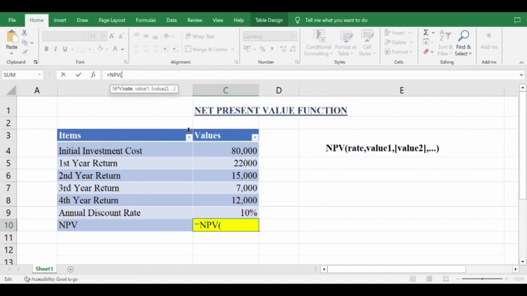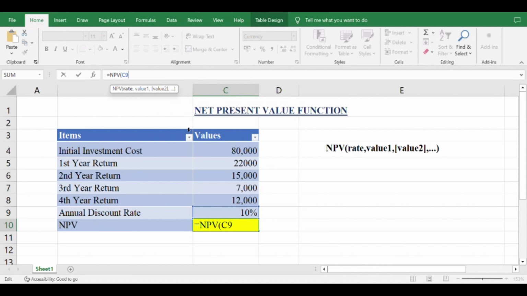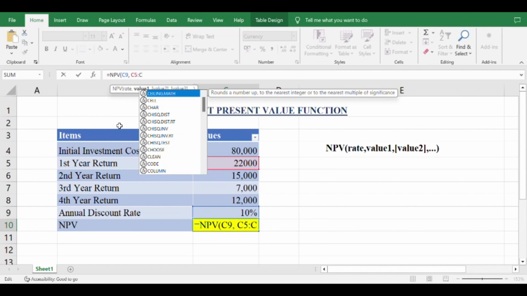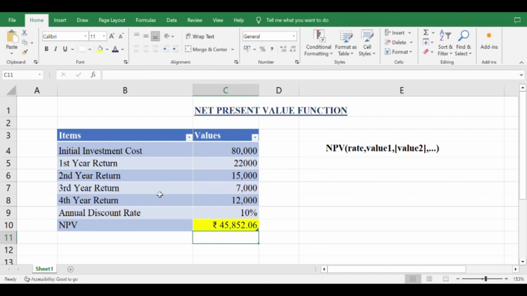So to calculate our NPV, we start off with an is equal to sign. Then you give your cell C9, which consists of your annual discount rate. Then you click on cell C5 and drag it till cell C8, or enter all the cell names accordingly and then close the brackets and press enter. And now here you've got the amount of actual gain that you've earned from your investment. You can also try this by altering the values like the percentage of annual discount or even the returns that you have earned every year.